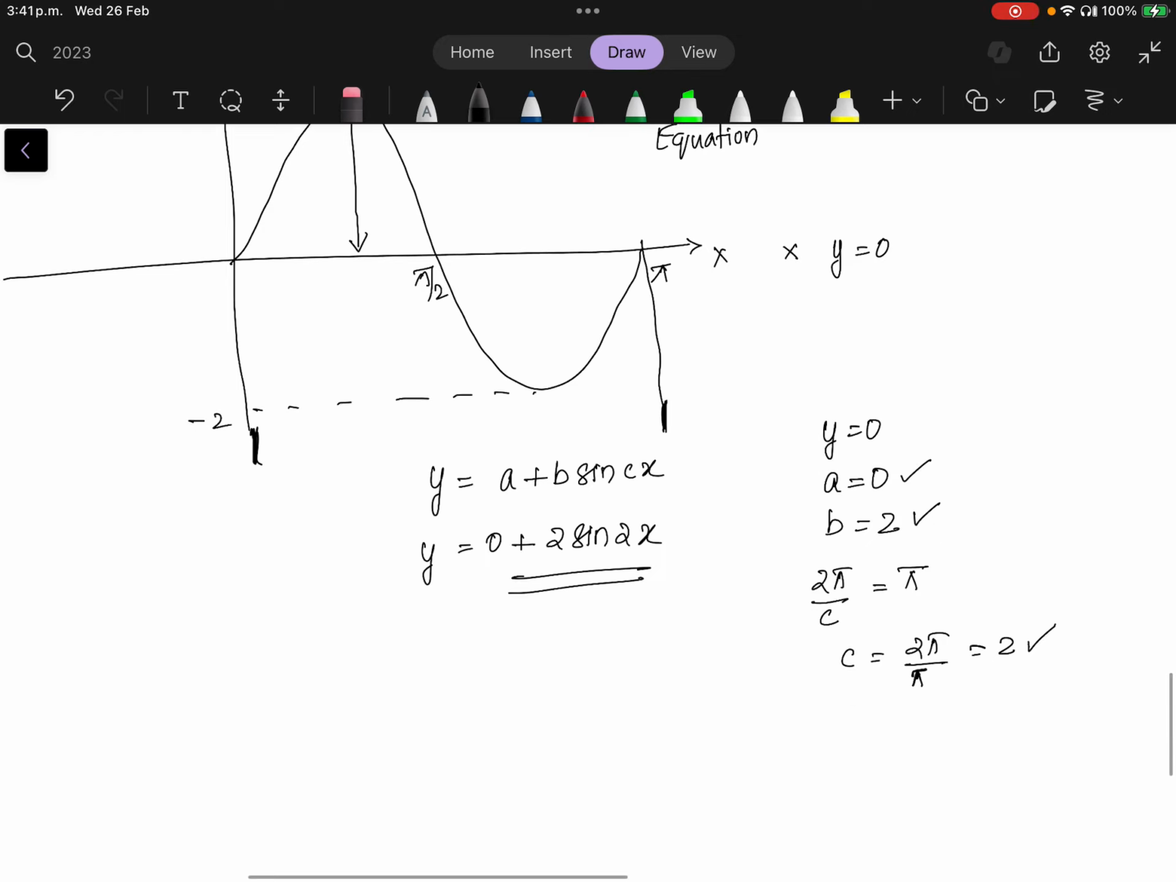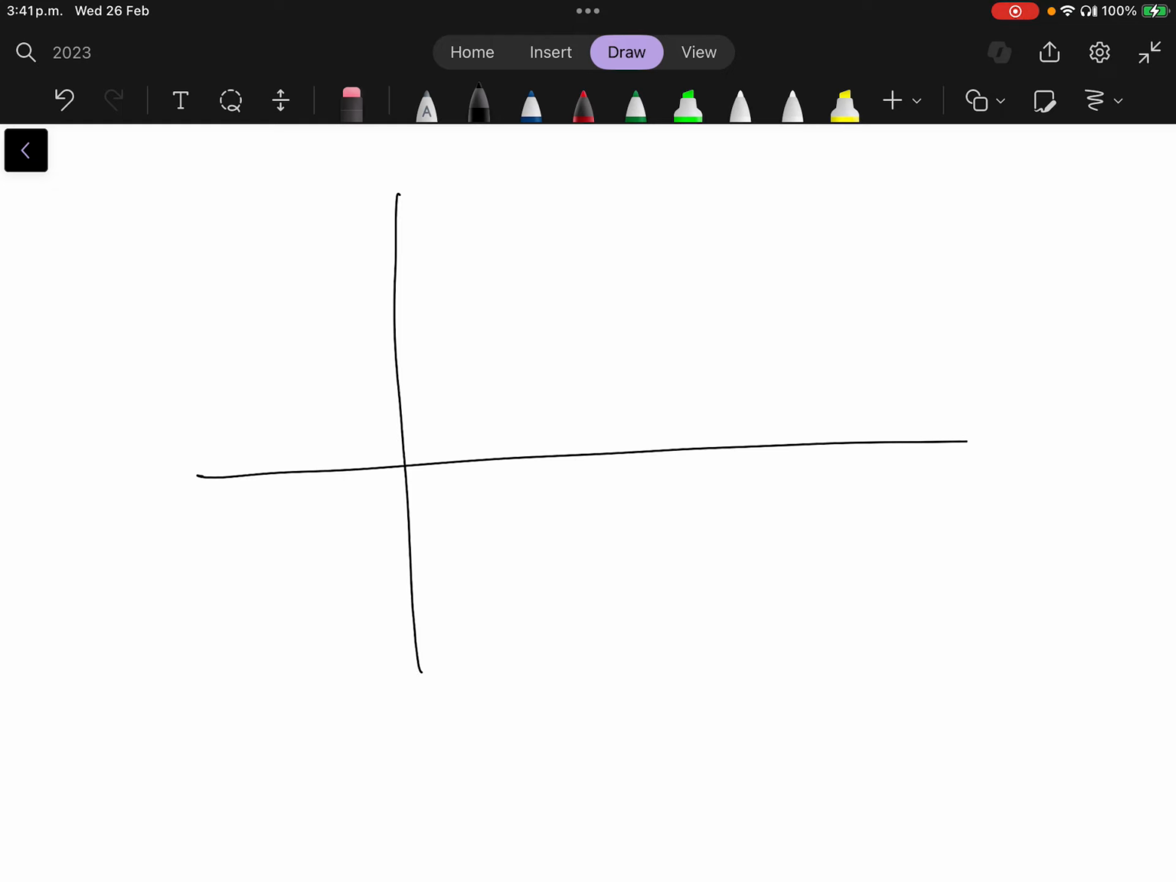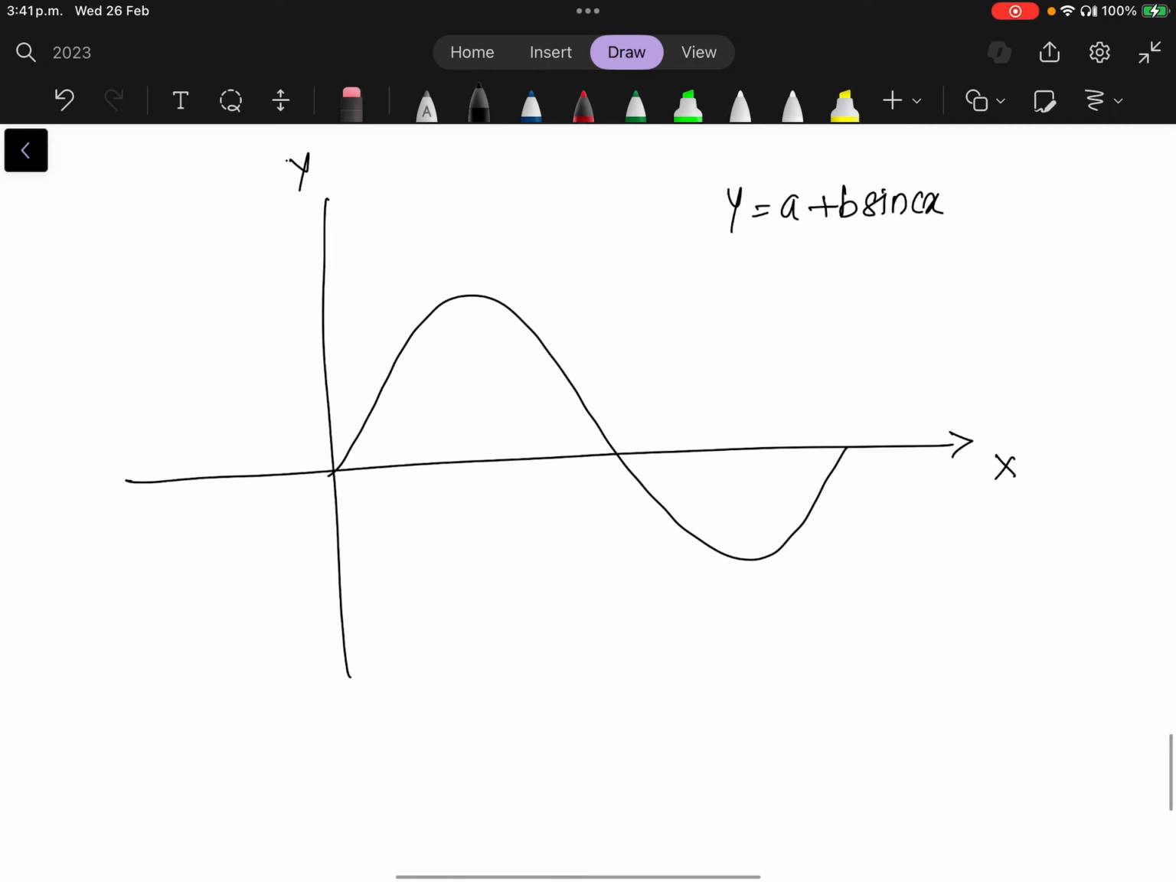Now, before I finish, let me tell you one more thing. What I explained here was a sinusoidal curve. If it is on the x-axis, the general equation is y is equal to a plus b sine cx. If the midline is on the x-axis, the equation is just b sine cx, because a is equal to 0.